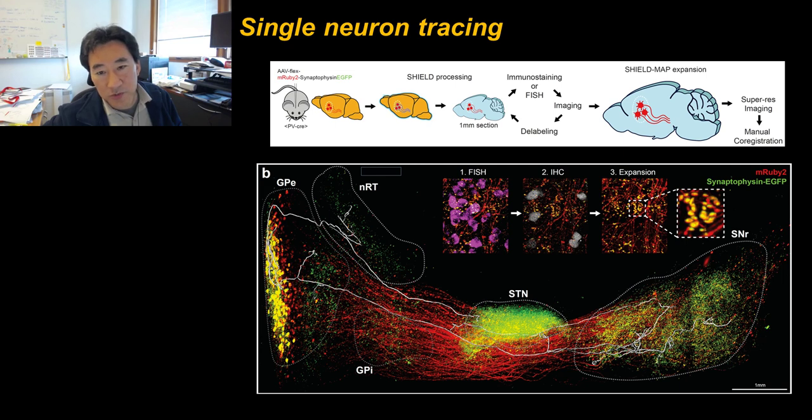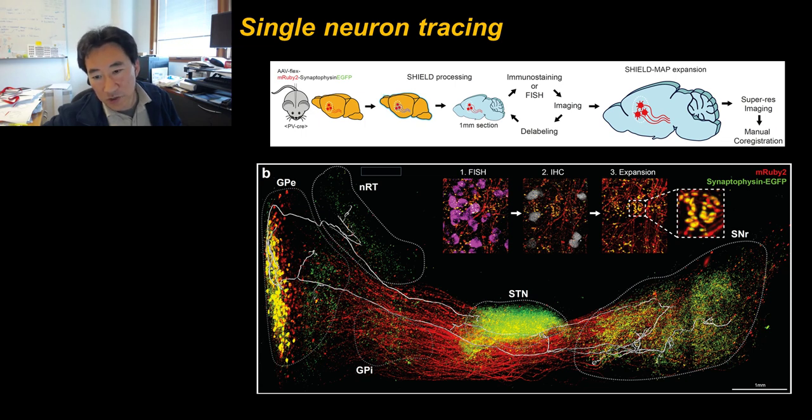So using this approach, we injected the virus we proposed before into the globus pallidus of Pavlov-Cre animal. And then we did SHIELD and MAP processing, and they could clear the brain and expand the brain while preserving the signal. A good thing about this method is while we can see the endogenous fluorescence protein, we can keep doing immunostaining and in situ hybridization, so we can actually get the labeled signal as well as cell type marker with the immunostaining and fluorescence microscope.